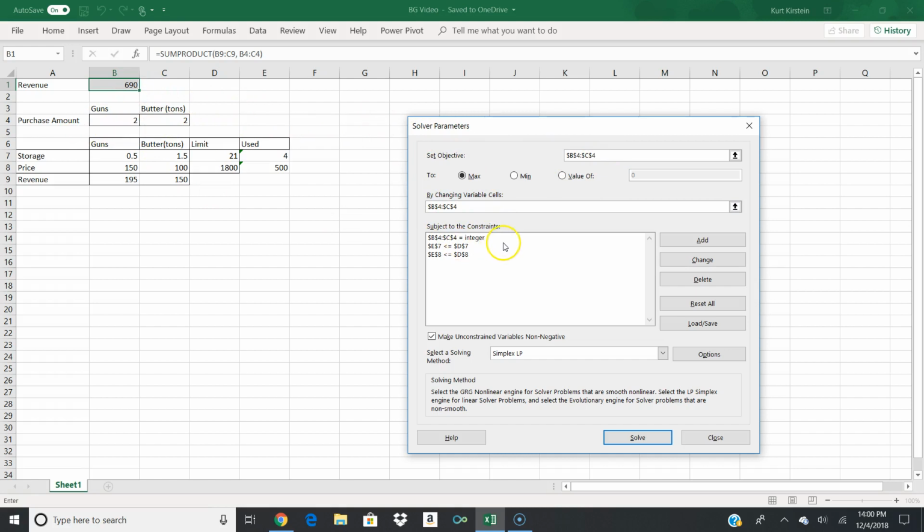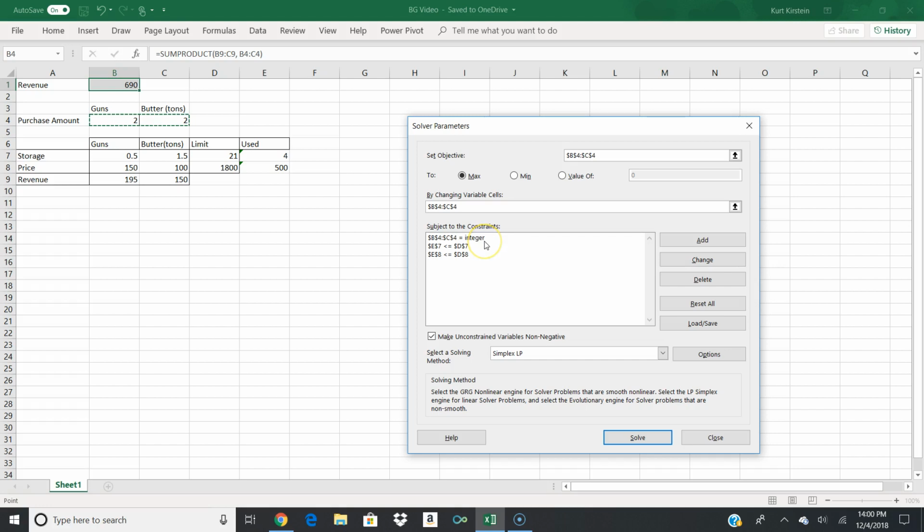But we have constraints that we have to deal with. Here are the constraints that are built in right now. We say that B4 and C4, the cells right here, have to be integers. We're assuming that we cannot produce part of a gun or part of a ton of butter. We have to produce in whole units. So we set those to integer.